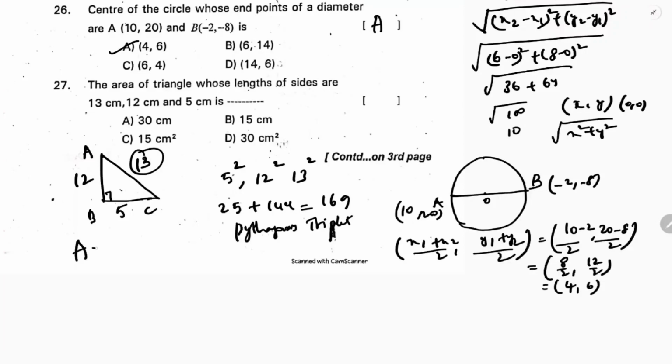So now area is half base into height. Base is 5, height is 12. 2 times 1, 2 times 6, so 30 centimeter square. So the correct option is D. Don't get confused with this one. The units are centimeters, but they are asking area, so centimeter square.